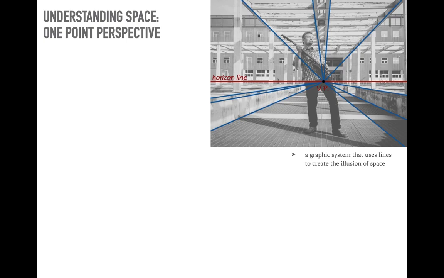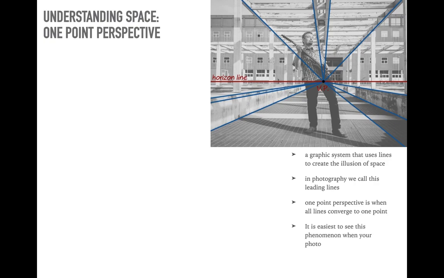As they move into the distance, it looks like they come together. We know they don't, because if they did, then the train wouldn't work. But the way that our brain perceives that space, it looks like they come together. So this is called one-point perspective, also diagonal leading lines.